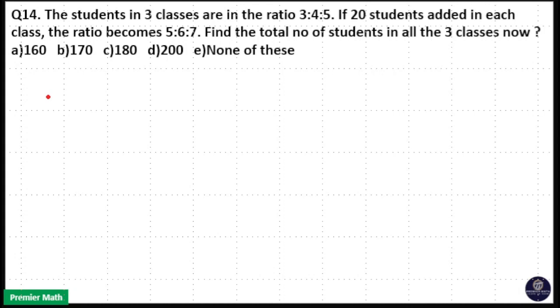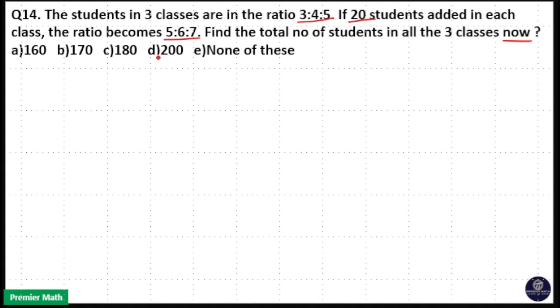Next is question number 14. The students in 3 classes are in the ratio 3 is to 4 is to 5. If 20 students are added in each class, the ratio becomes 5 is to 6 is to 7. Find the total number of students in all the 3 classes now. Here, just by looking at the options, you can find the answer.